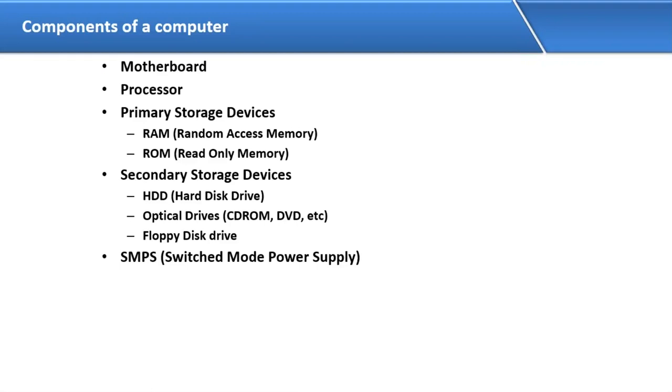And the next is the SMPS, the switched mode power supply, because with the help of SMPS we can give power supply to our computer. Next we have to check input devices like keyboard. Next we have to check the output devices. So when you are purchasing machines for your organization or for yourself, please write this down.